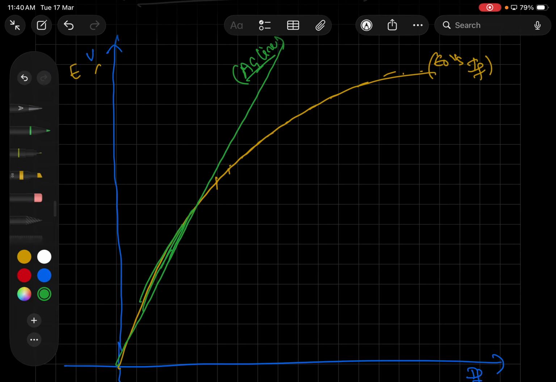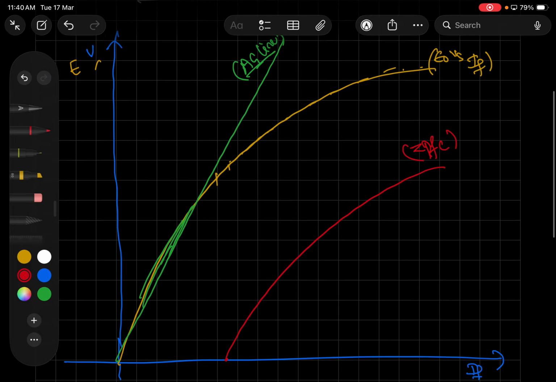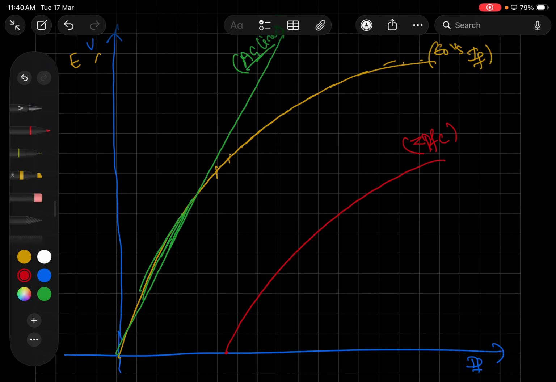Next, after this, I need to draw the ZPFC curve, the zero power factor curve. After taking the readings from the experiment we have done, by connecting the alternator to the three-phase pure inductive load, we get the zero power factor characteristics. Now after this, I need to apply the rated voltage.